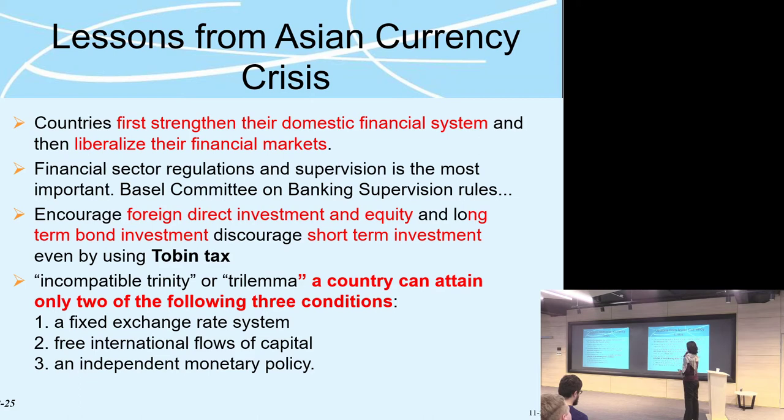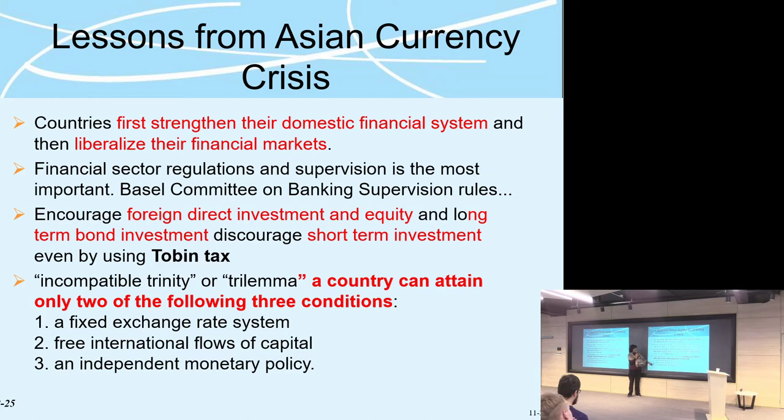As I mentioned a few times already, we first have to develop a strong financial system before we open our markets for investment and liberalize our financial markets. It also says that we have to encourage foreign direct investment versus portfolio investment, because portfolio investment can come in very fast, but it can also leave the country very fast, and that can have very negative effects on the economy.